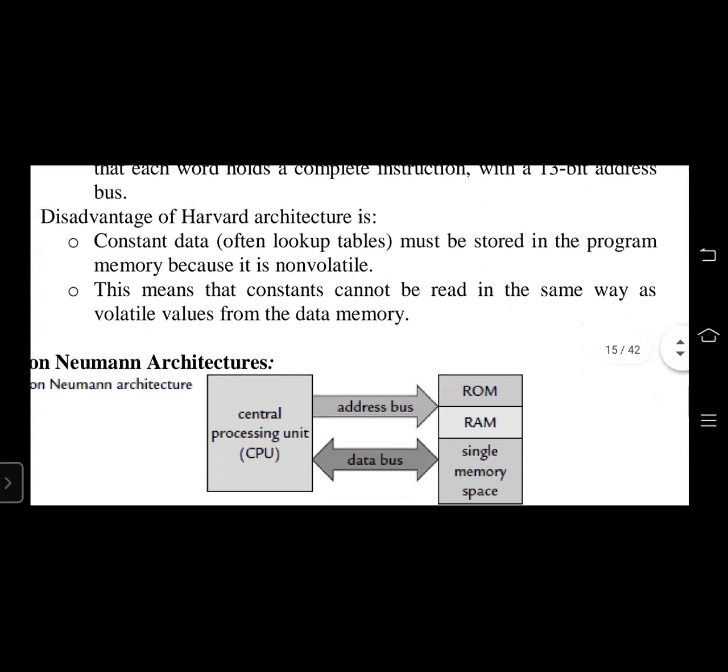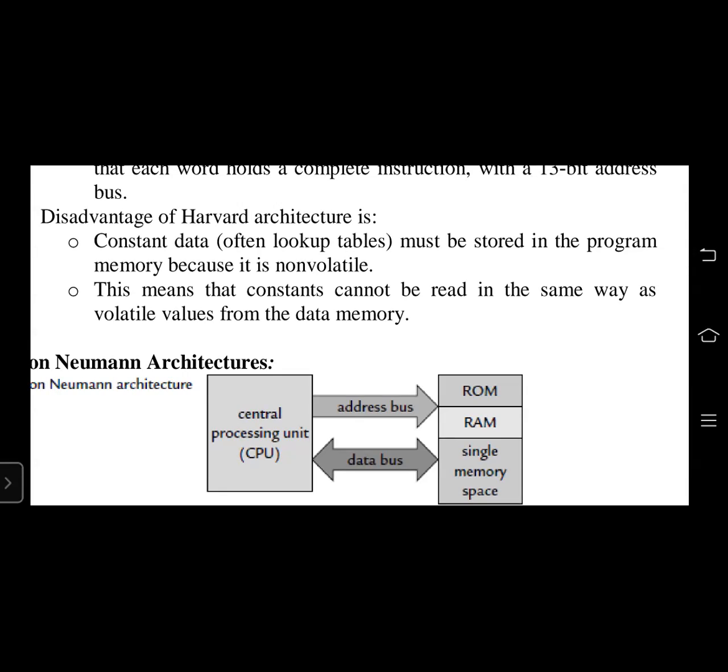Then the next, what are the disadvantages of Harvard architecture? Constant data, often lookup tables, must be stored in the program memory because it is non-volatile. Now see, constant data must be stored. So in the program memory, whatever constants you have must be stored in the non-volatile memory. So it will take more space, because a constant means data whose value is not going to change, so it has to be kept in the non-volatile memory.